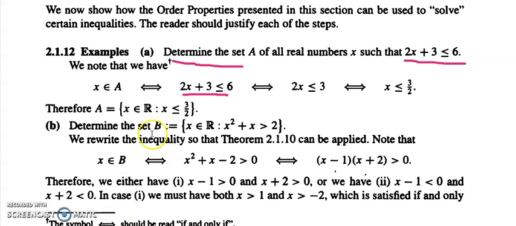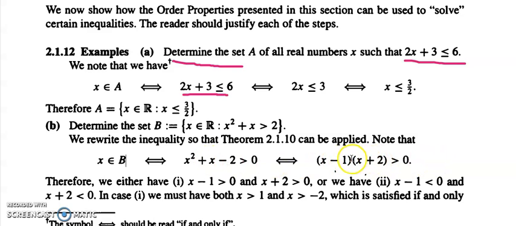Example number B. Determine the set of x such that x square plus x is greater than 0. So we'll start with: let x belong to B. Now B is this one, so x must satisfy this condition. So x square plus x minus 2 is greater than 0. Okay, now you try to factorize this one. You factorize this one, you get this.